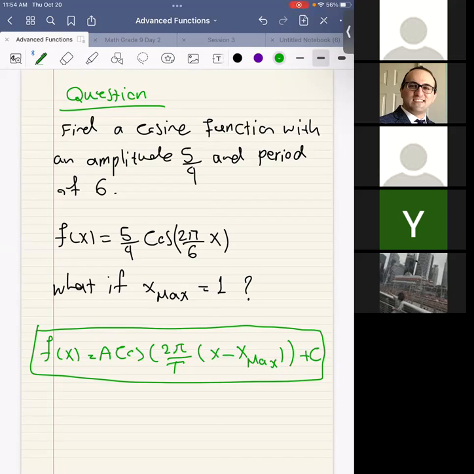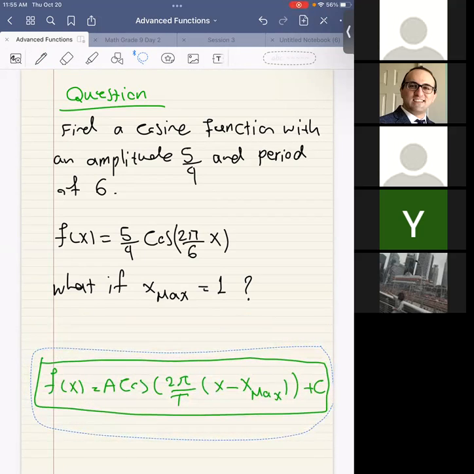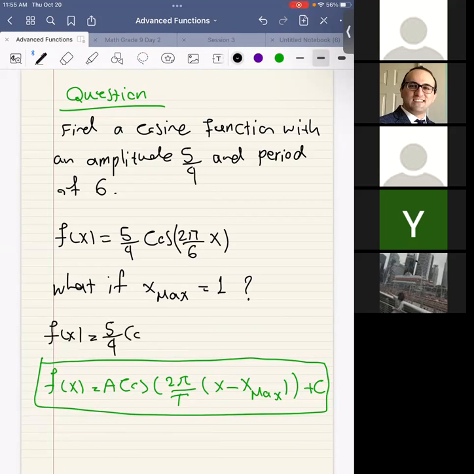So if x of maximum is 1, that means f of x would be exactly similar, except instead of x you just have x minus 1, multiplied by 2 pi over 6. Because x of maximum is 1, that means when x equals 1, this function attains its maximum. Okay, guys?